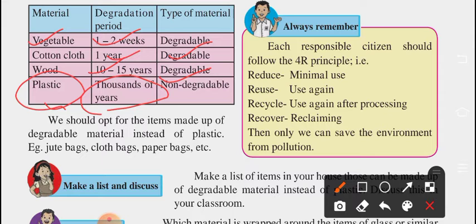So we should reduce its use, like we should avoid the use of plastic, as we are using plastic everywhere in everyday life, so we should avoid it. We should use cloth bags.